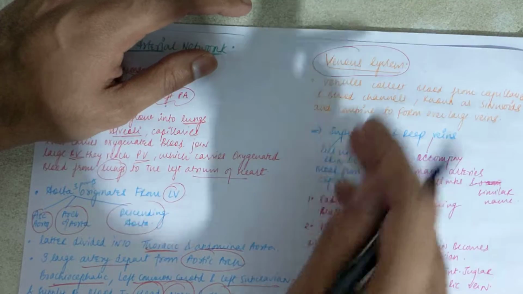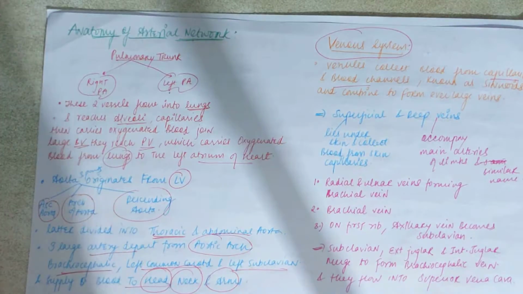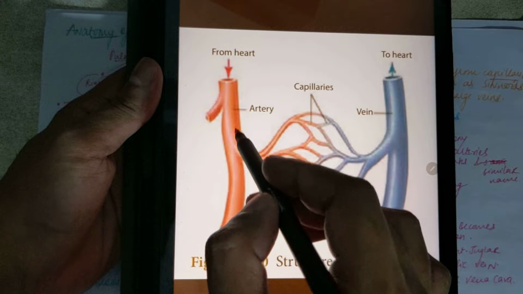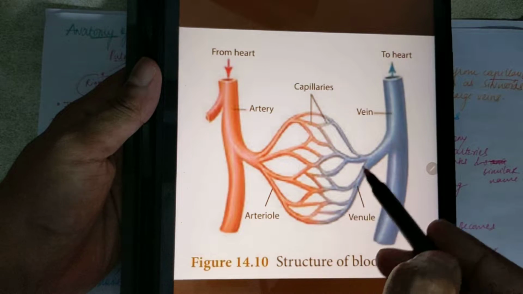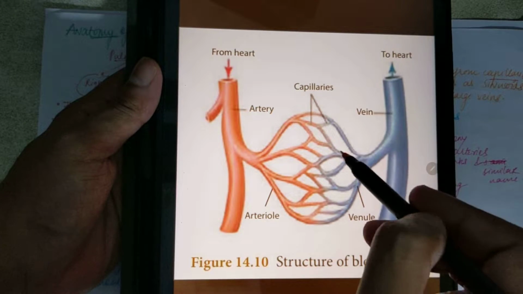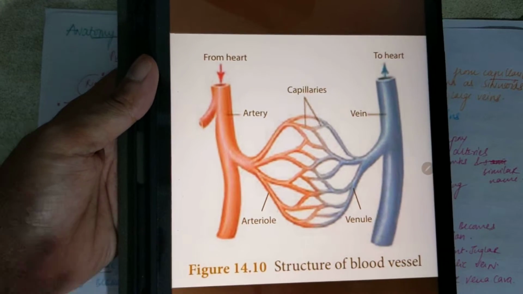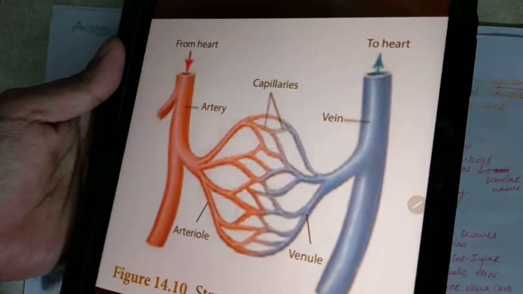Now what do we have in the venous system? The veins collect blood from capillaries. So what is the connection? I will show you between capillaries. Here you can see, as I told you, arteries, and here the small arterioles. These are venules. These are veins which will be taking blood to the heart, while arteries bring blood away from the heart. Okay, so between the small vessels we have numerous capillaries.